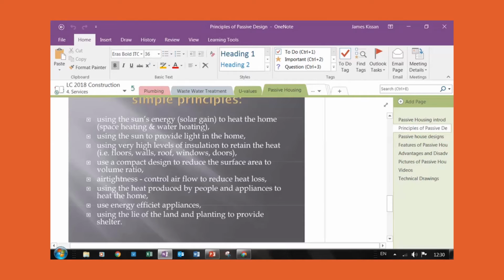Now, using very high levels of insulation to retain the heat. So any heat that is being created in this house, we're trying not to lose any of it. Where possible, we're trying to keep in as much heat as possible. So what we'd look at is the floors, walls, roofs, windows and doors. And we're looking particularly at where you have windows and walls and how they join with one another.